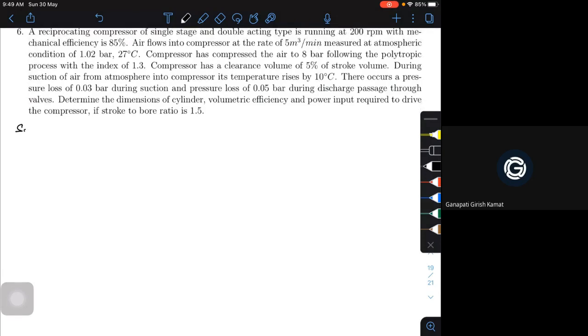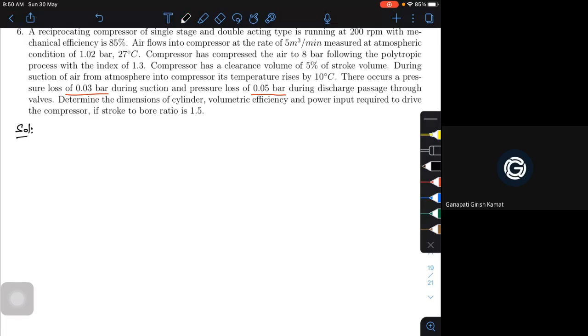Solution. Let's write the data that is given. Here they are given the atmospheric conditions, so you have to be very careful. One big thing we need to look at is that we need to consider the losses, 0.03 bar and 0.05 bar. So we are considering the losses at the suction and discharge. The actual pressures at the suction and delivery shall be under these conditions, and we are supposed to solve this problem under these conditions.